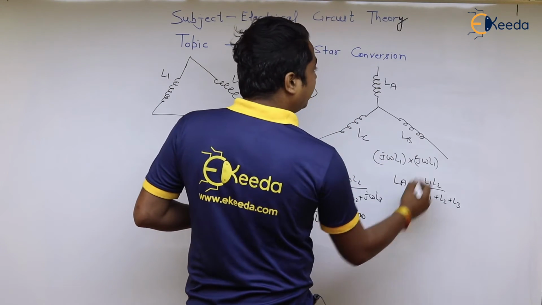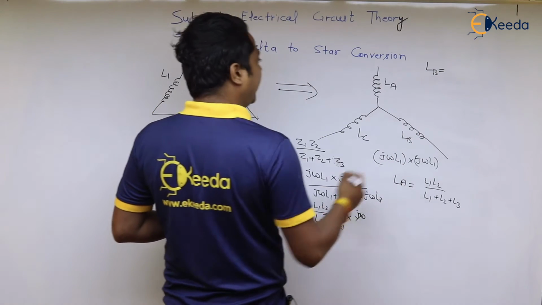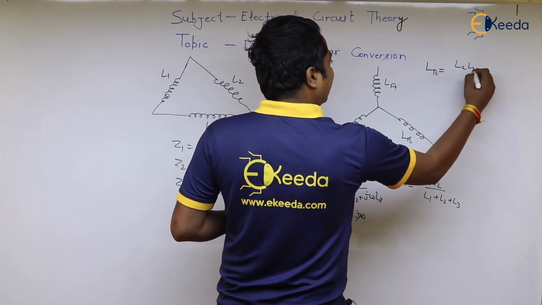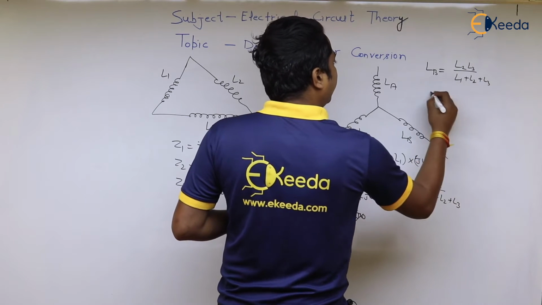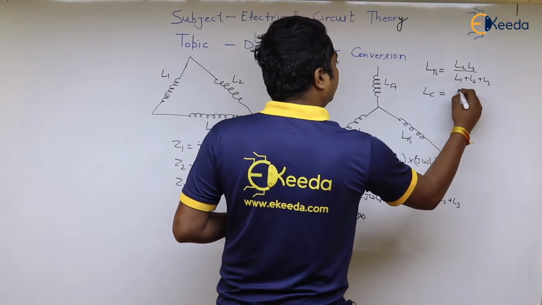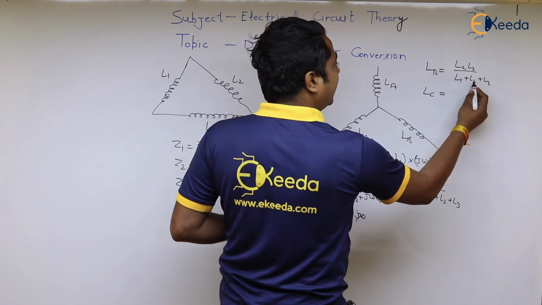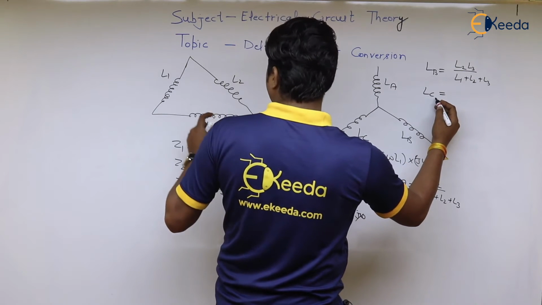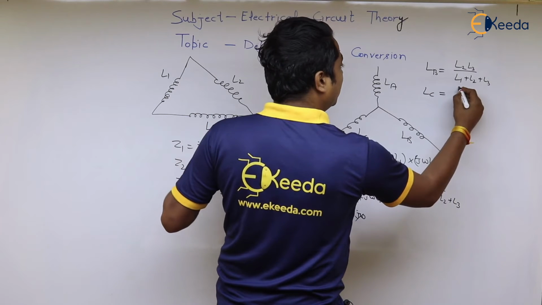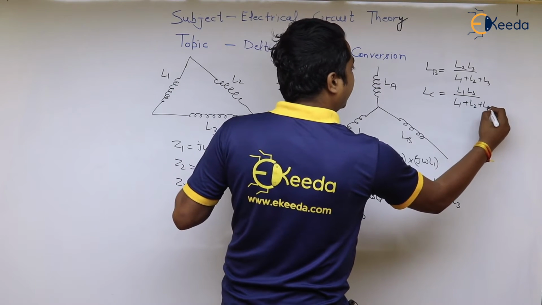In the same way, we can write the value of LB is equal to, LB comes in between L2 and L3, so L2 L3 upon L1 plus L2 plus L3. The value of LC will be equal to, LC comes in between L1 and L3, so L1 L3 upon L1 plus L2 plus L3.